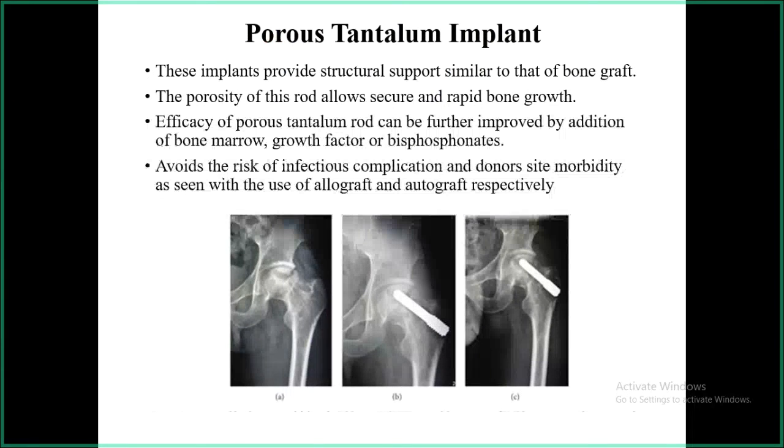Porous tantalum implant. These implants provide structural support similar to that of the bone graft. The porosity of this rod allows secure and rapid bone growth. Efficacy of porous tantalum rod can be further improved by addition of bone marrow growth factors or bisphosphonates or mesenchymal stem cells. This avoids the risk of infectious complications and donor site morbidity as seen with the use of allograft and autograft respectively.